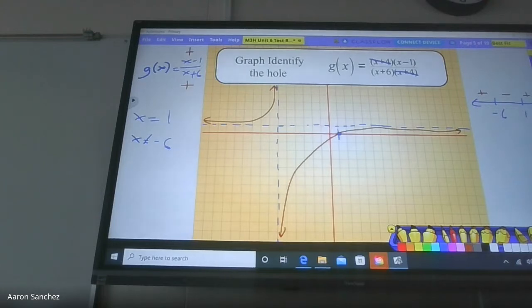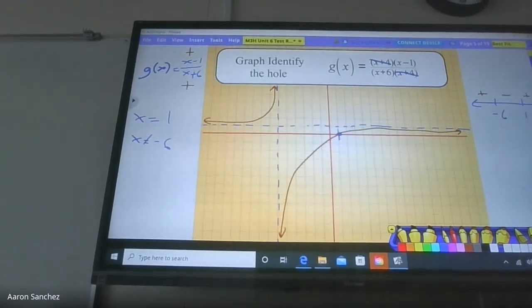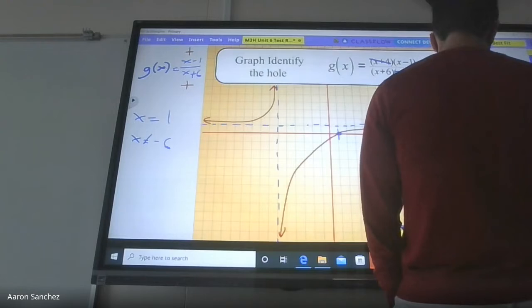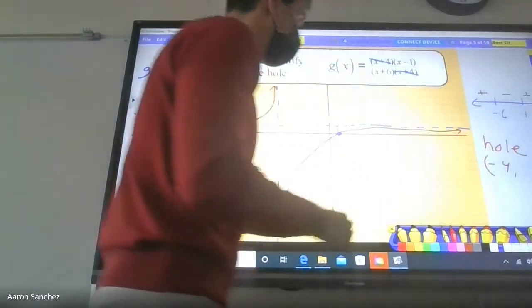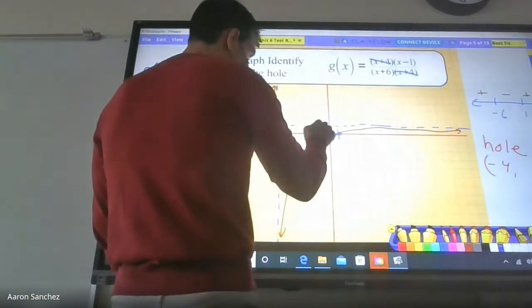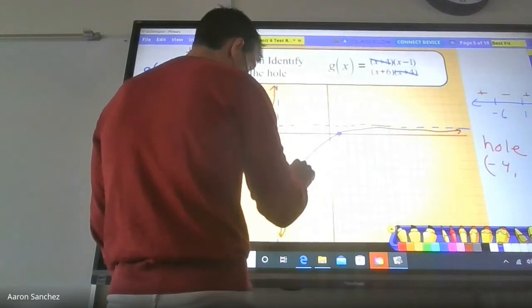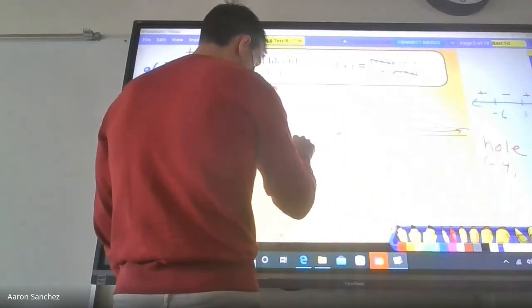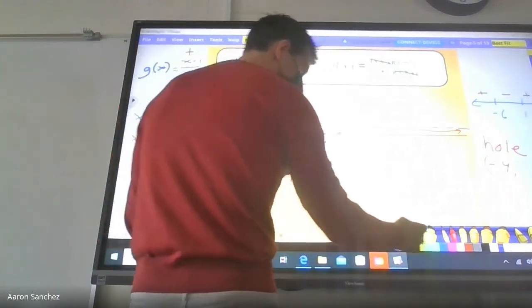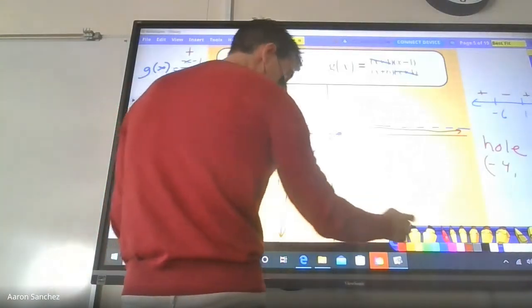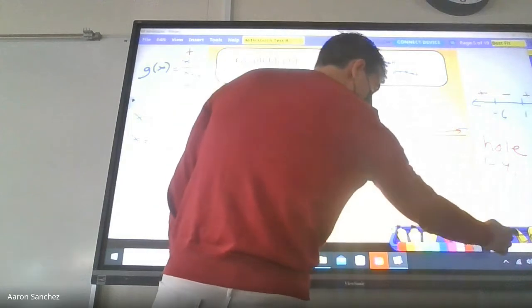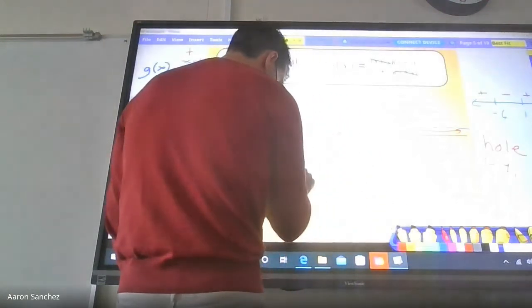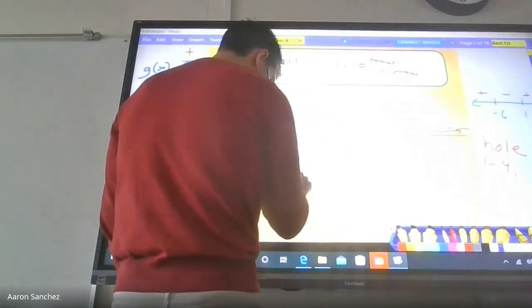Now, what about the hole? Identify the hole. X is what? We said -4. We also have to figure out the y, though. Well, let's figure out the hole at -4. 1, 2, 3, 4. So the hole is right about here. Right about here. So draw a little hole. Take a little eraser like this. You guys see it now?